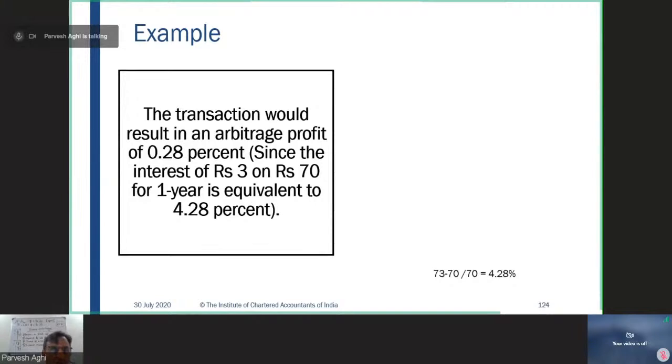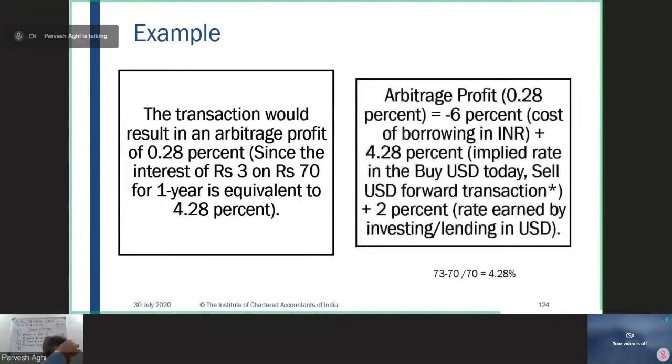Since the interest of 3 on 70 for 1 year is equivalent to 4.8%. So this is basically on the screen. Kishan, can you read on the screen on the right hand side? The explanation is given to you. Okay. So the arbitrage profit is 0.28%.